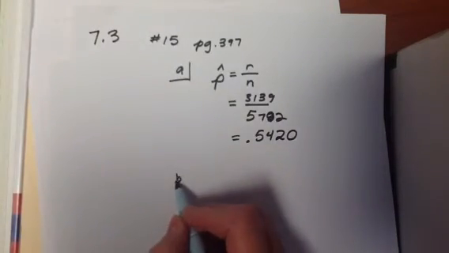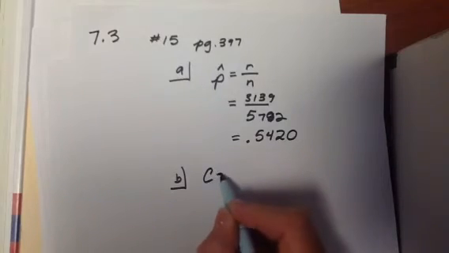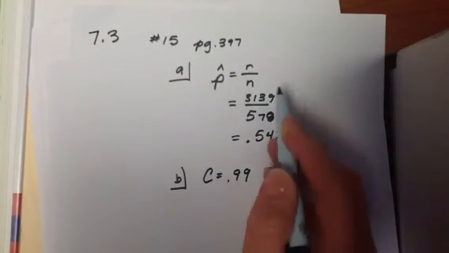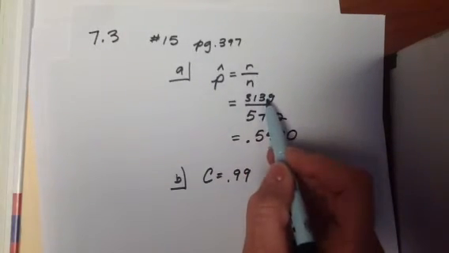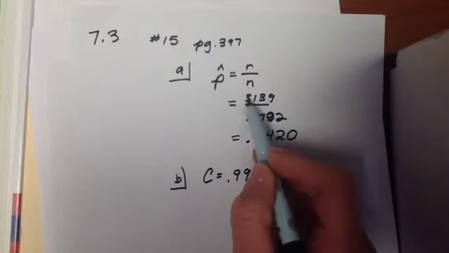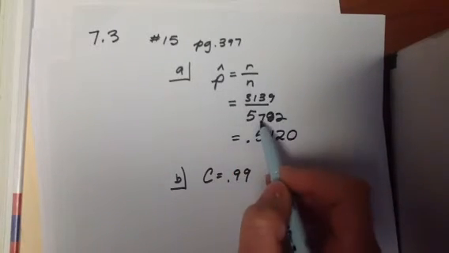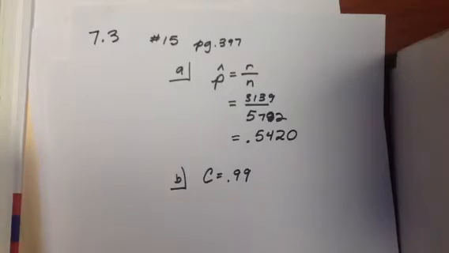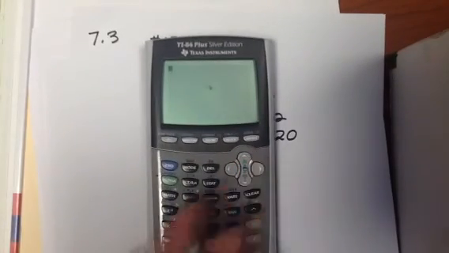All right, now in part B, it asks us to find a 99% confidence interval for P and give a brief explanation. So our confidence is going to be 0.99. We already know that our R, or the calculator is actually going to call it X as well, is 3139, and our N is 5792. So the way we do this one is on the calculator.